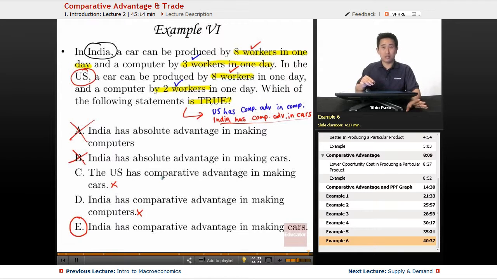Now, what's kind of interesting is, let's say you had no idea what the answer was. Based on logic, you know that one country has to have comparative advantage in the other. If the US has comparative advantage in making cars, India has comparative advantage in making computers. So if C or D were correct, both of them would have to be true, and therefore both of them are going to be incorrect, because E would be the only unique answer.